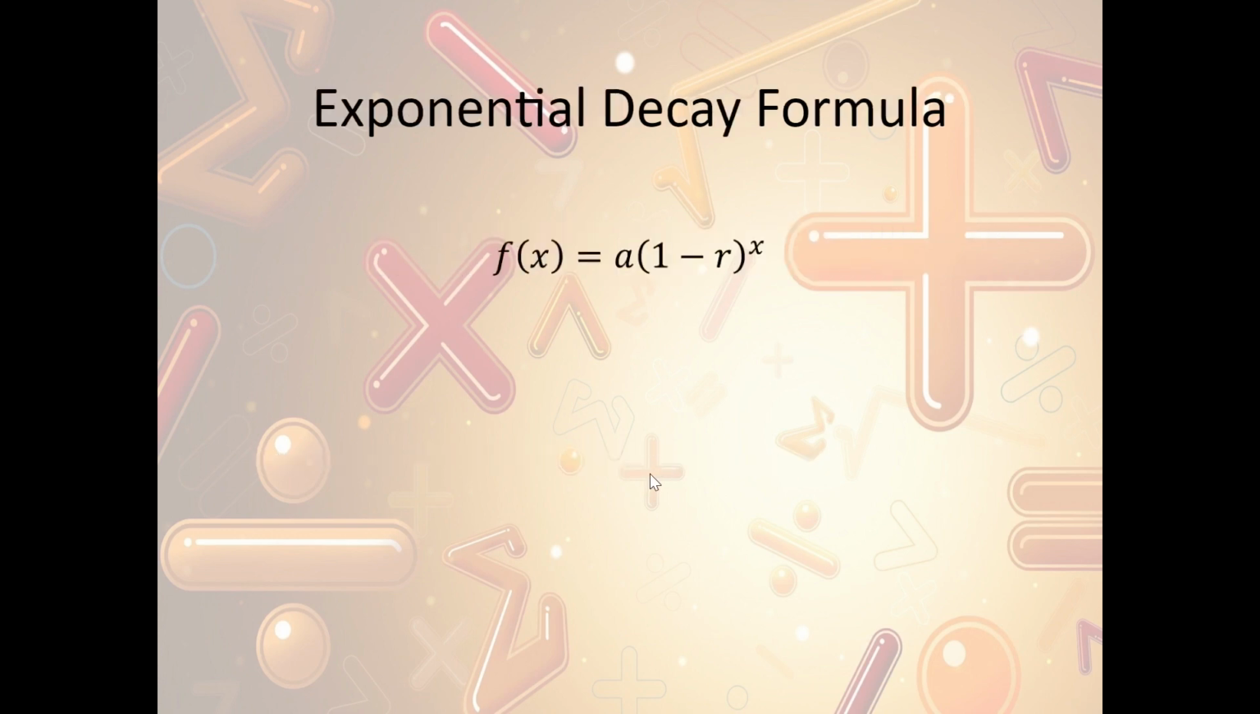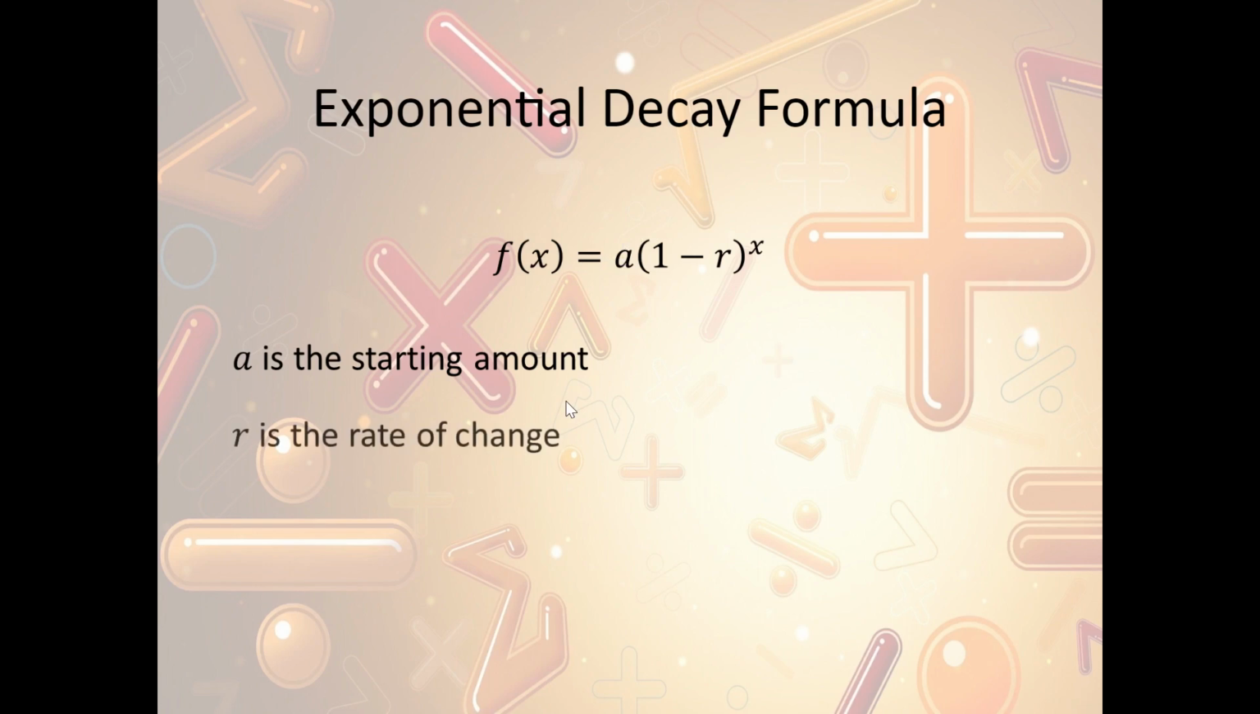Now, the exponential decay formula looks like this. F of x equals a times 1 minus r to the x. So it's the same as growth, except this is minus r instead of plus r. A is still the starting amount. That's how much we start with. So if we were talking about money that we owed, well, that might be a, right? So that's our starting amount, how much we owe.